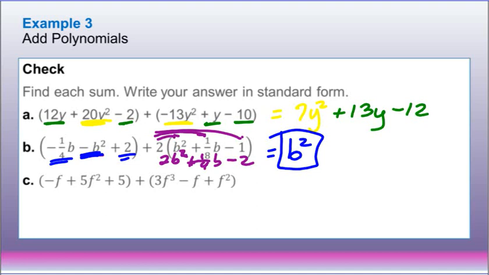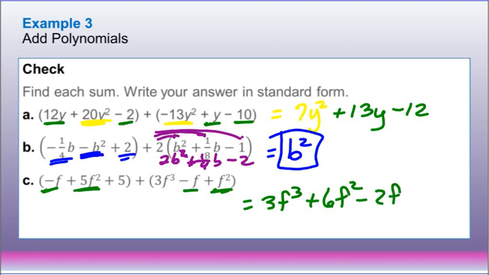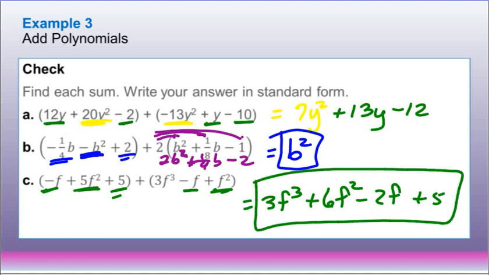And our last one here. This one doesn't have an f cubed, but I have a 3f cubed. So I have 3f cubed. I have 5f squared plus 1f squared is a positive 6f squared. I have negative f plus a negative f, which is a minus 2f. And then 5 left over. So my answer would be 3f cubed plus 6f squared minus 2f plus 5.